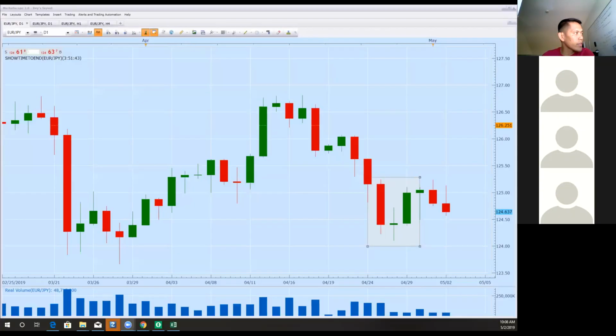Okay. So, you should be able to see my screen right now. Which chart do you see here? Do you see where it says Euro Japanese yen? Yes. Perfect.